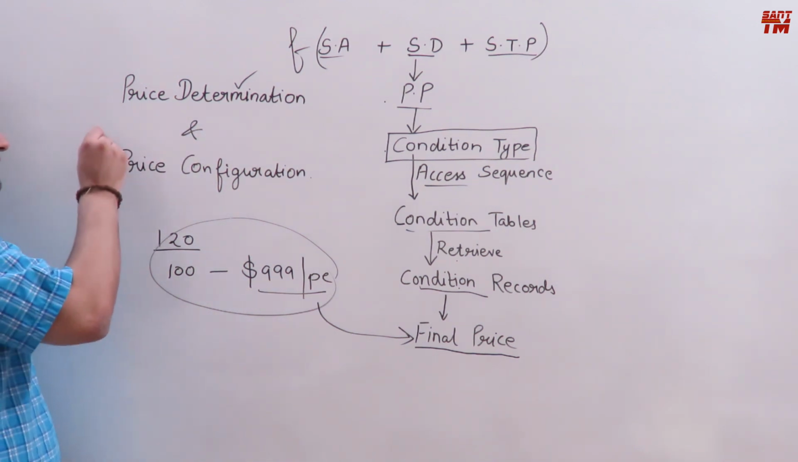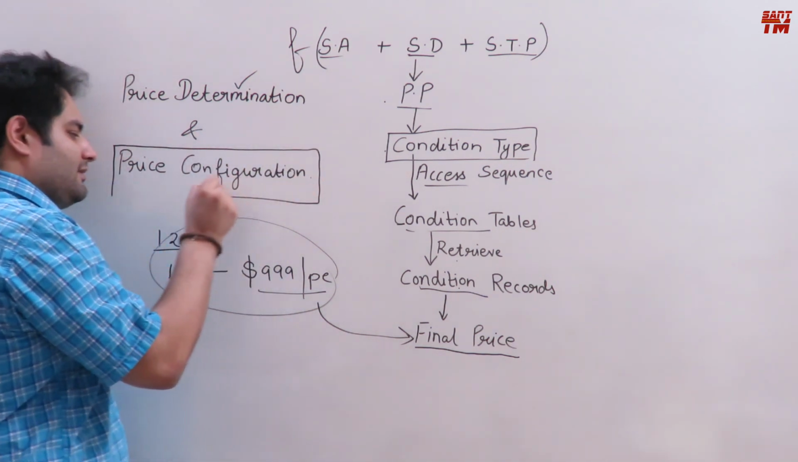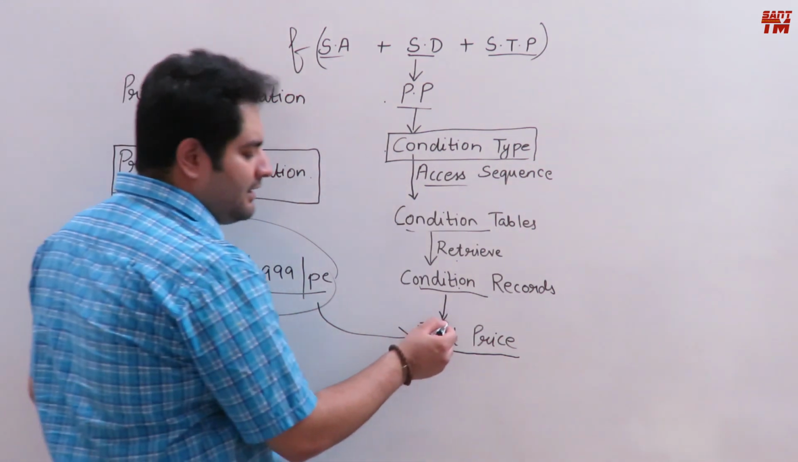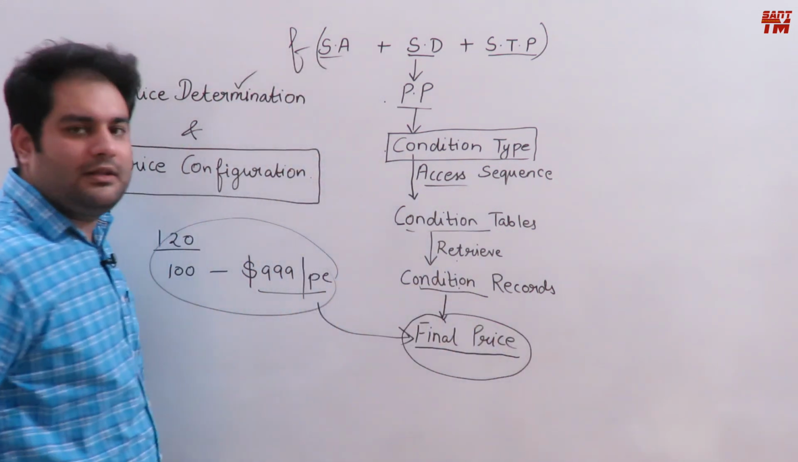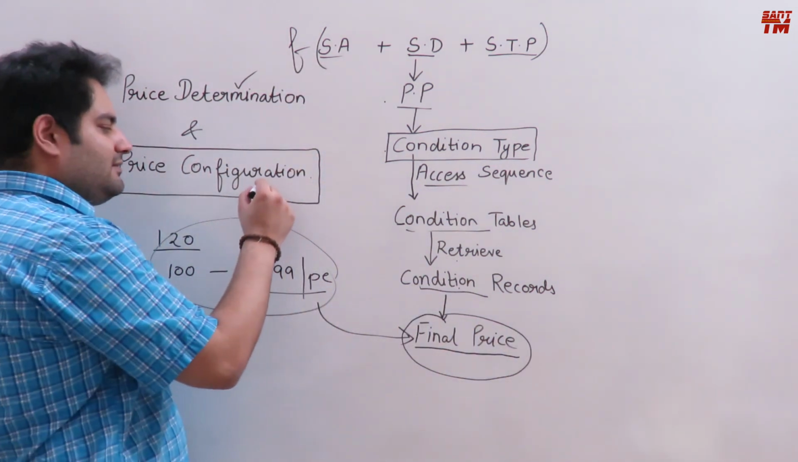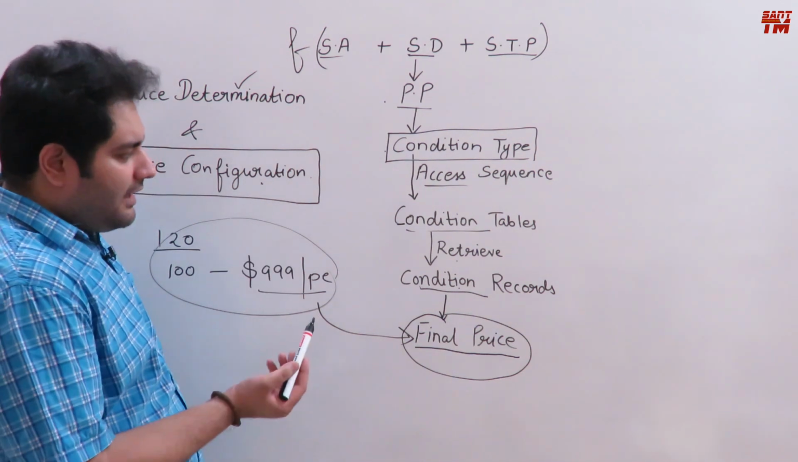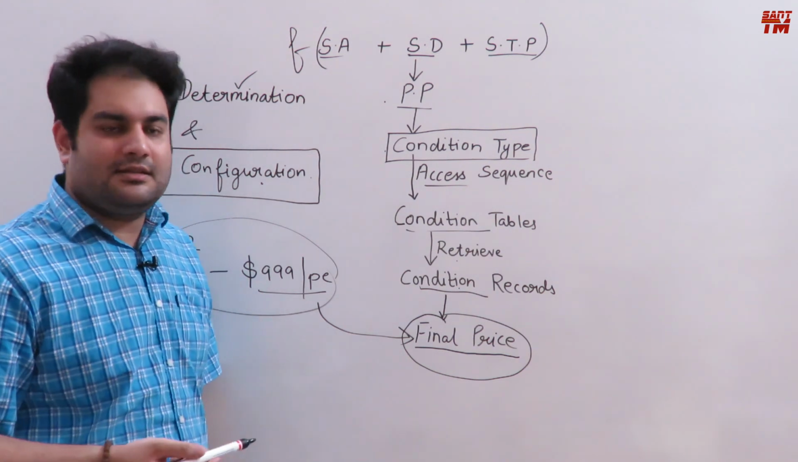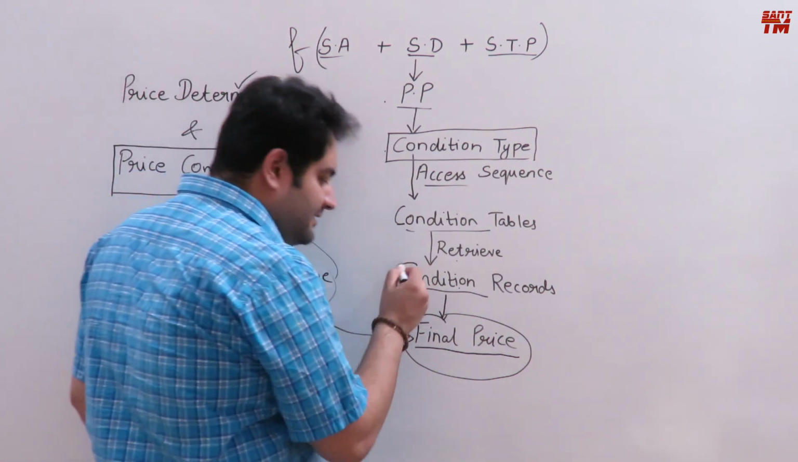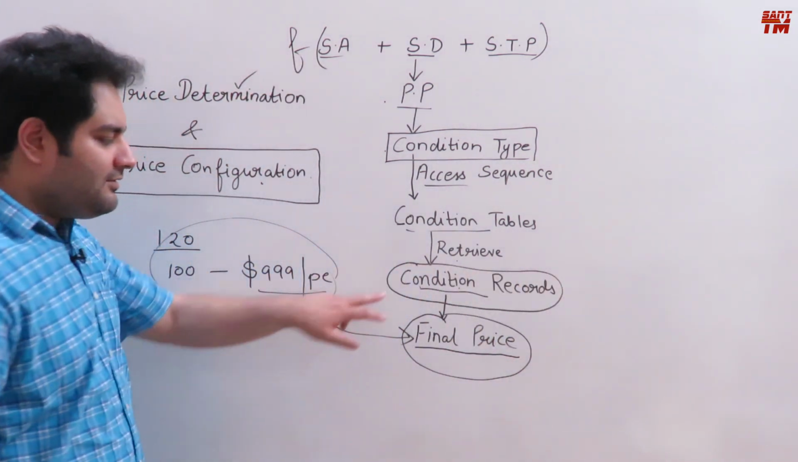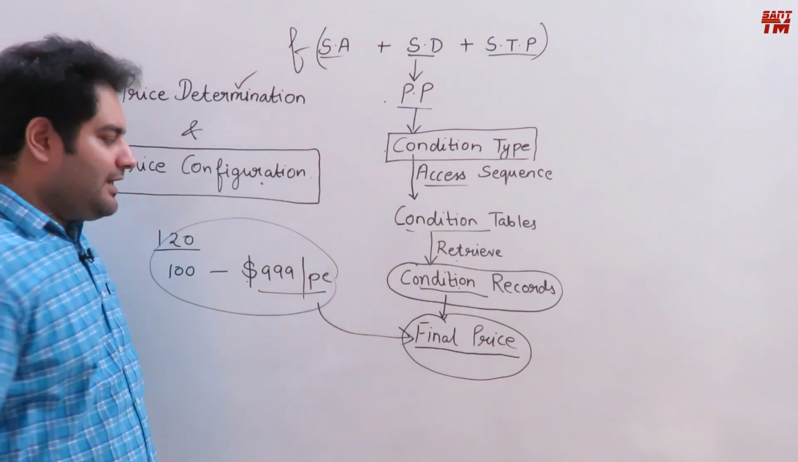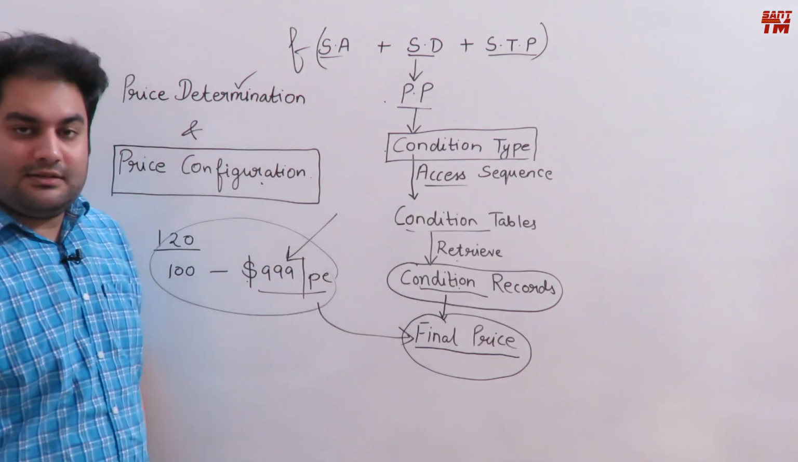Now in this video, we have to learn about price configuration. Let me tell you the difference between price determination and price configuration. In price determination, we were finding out the final price of some particular product. But in price configuration, we have to configure our system. Configuring our system means we have to make those necessary changes. We have to make these condition records, because only when we make the condition records like this will the price be determined. First of all, we have to store the condition records like this in our SAP system.